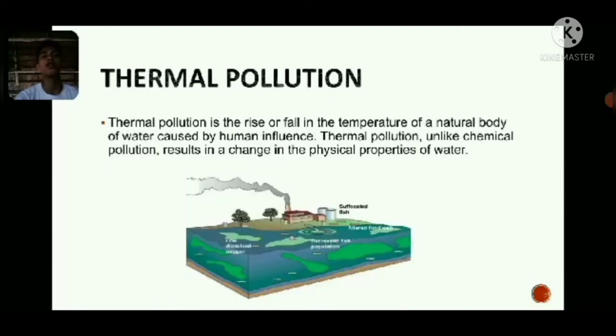Thermal pollution. Thermal pollution is the rise or fall in the temperature of the natural body of water caused by human influence. Thermal pollution, unlike chemical pollution, results in a change of physical properties of water.